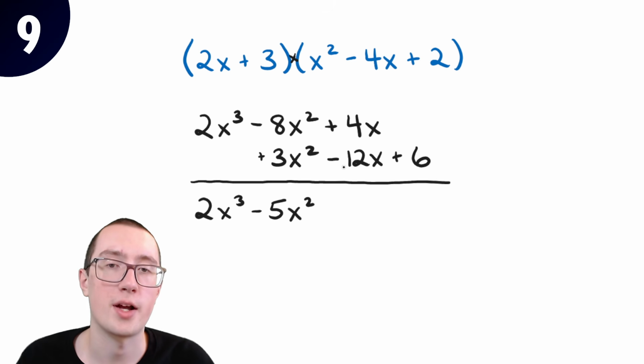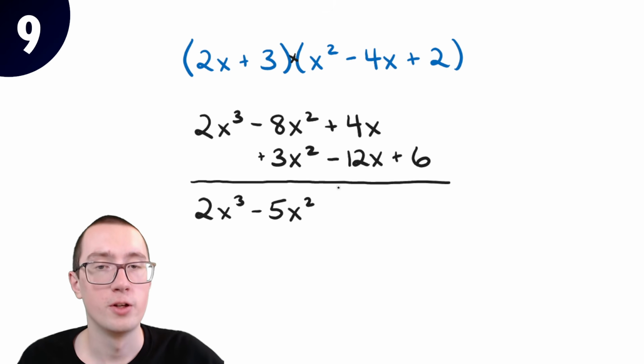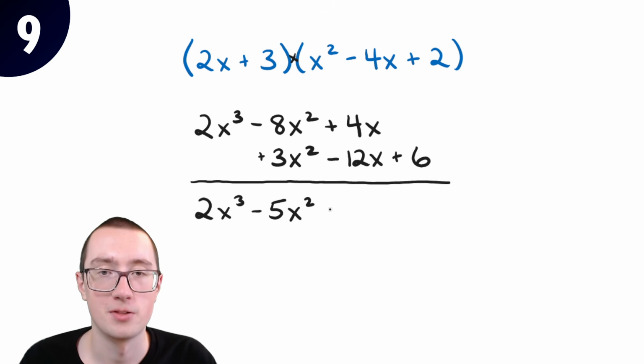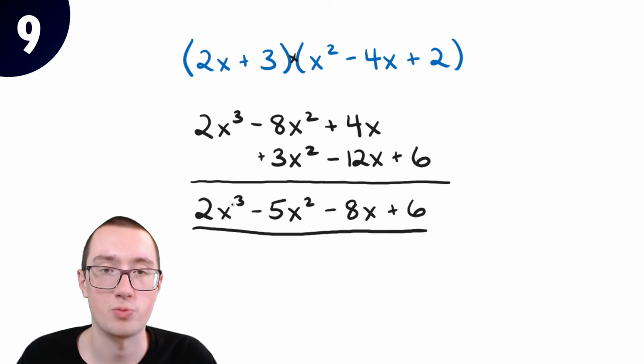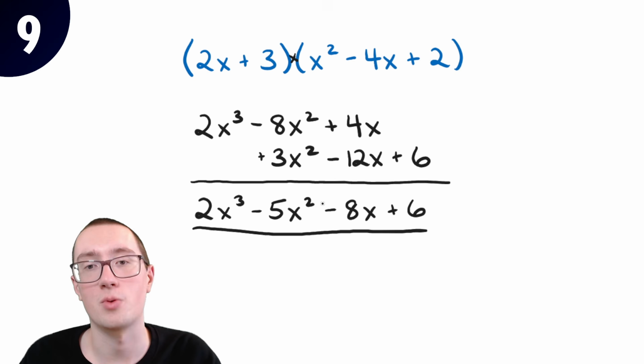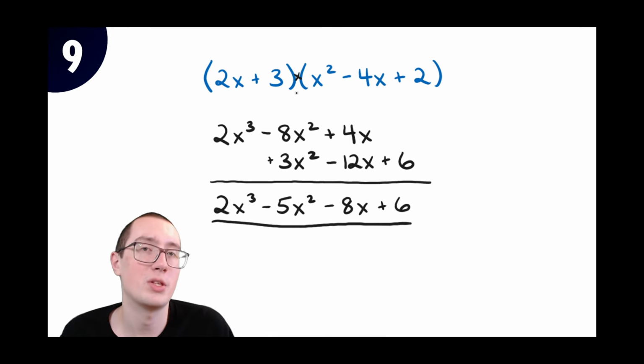Here we have plus 4x minus 12x. So you got $4 and then you lost 12. So you're down $8. So minus 8x. And then this plus 6 has nothing to combine with, so that's going to stay as plus 6. So there you go. When you multiply these two sets of parentheses together, you get 2x cubed minus 5x squared minus 8x plus 6. It honestly looks more complicated than this, so would you call this simplifying?